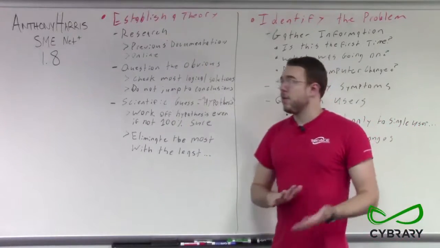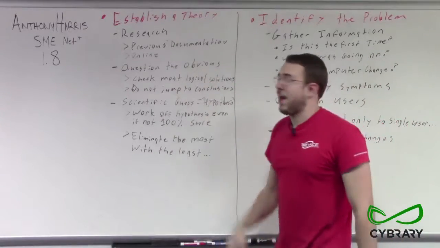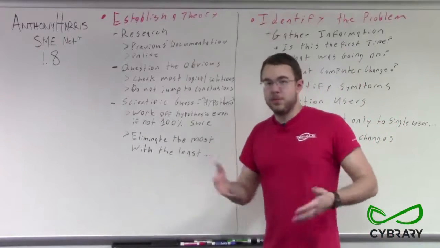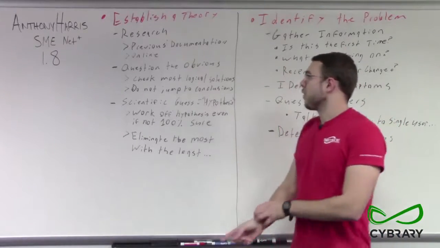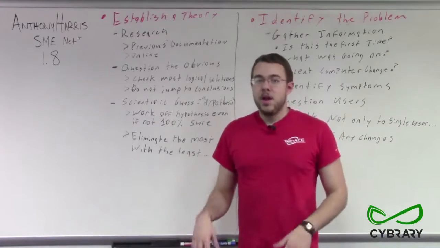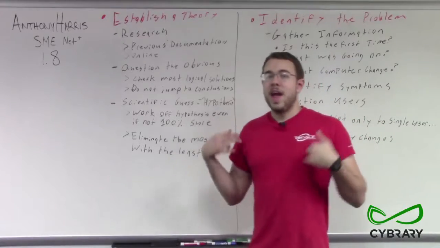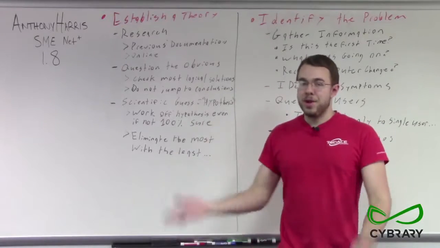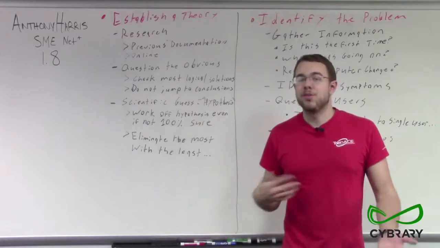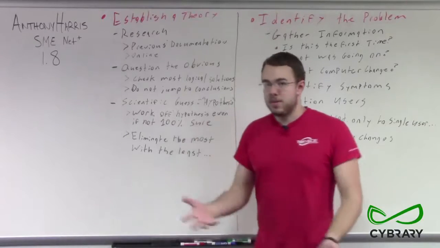So when we establish our theory, the first thing we're going to need to do is our research. Our research has included identifying the problem and talking with the other people and other users, but we're also going to research previous documentation. Maybe if we're working in a help desk environment, or we've documented some of our other issues that we've encountered, we have some sort of database that we can go to and pull up previous help tickets. If that's the case, then we may be able to do some searches and see if anyone has had any similar issues, and we can check their documentation.